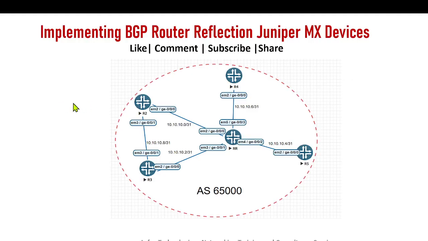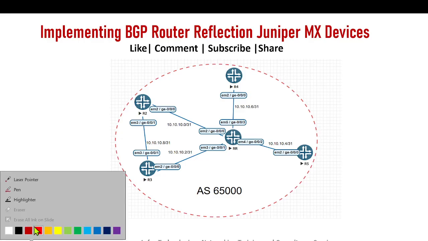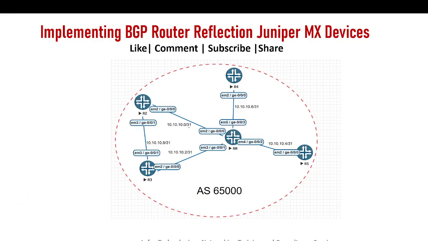And with the BGP split horizon, if we don't implement route reflection, when R2 advertises a route to RR, and this is an IBGP peering session, that route will not be advertised to R4. The route will not be advertised to R5. The route will also not be advertised to R3. So you find that we have some disconnect in the network.